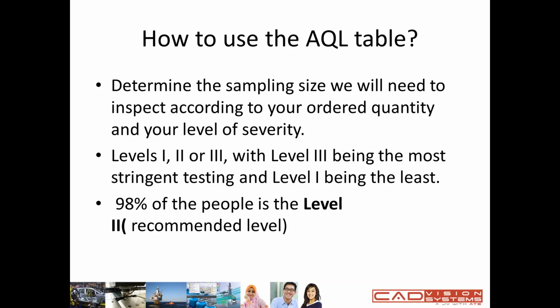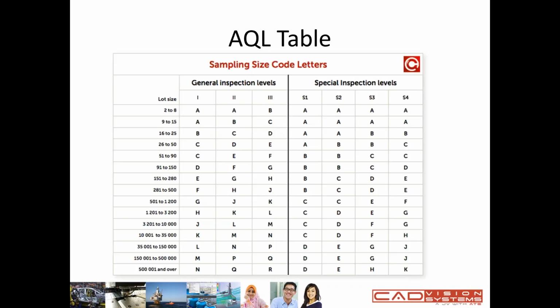Of course, using different inspection levels will require a different number of samples to take out to inspect. It means that the sampling size doesn't depend only on the quantity that you manufactured. It also depends on your level of severity. Here, what you can see is the standard AQL table. On the left hand side, you see the lot size. The lot size is the quantity of each product.